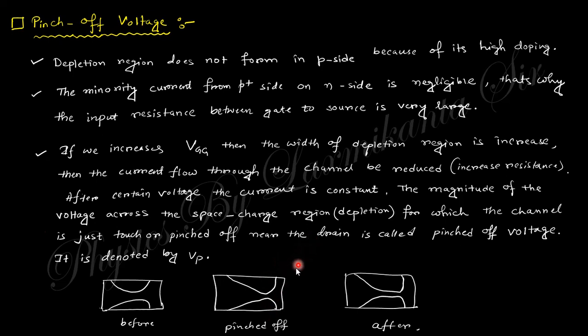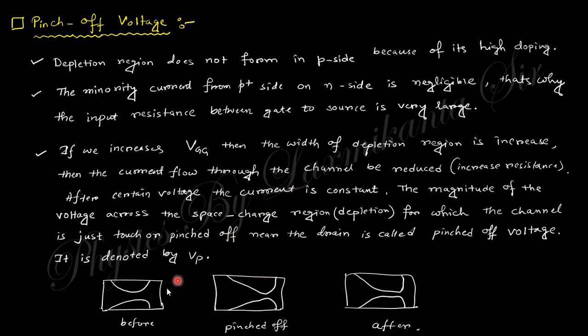After that, if you increase this voltage, they do not cross each other, because these are two same type of charges occupied here, so they repel each other. So this region increases and this current will be saturated.